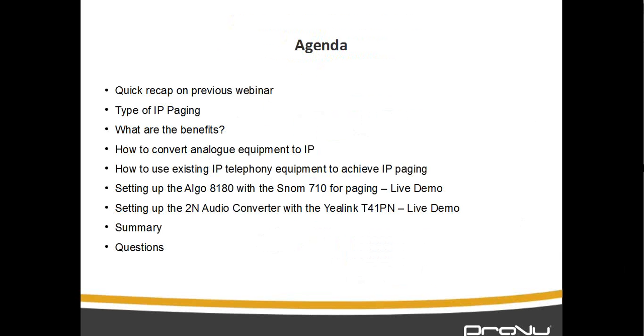So before we go forward, just to confirm what we will be discussing today, we will have a quick recap on our previous webinar. I think it's important to understand what we discussed previously, just to give you guys an idea. After the quick recap, we will talk about types of IP paging, what the benefits are, and then we will give you a quick overview of how you can convert existing analog equipment to IP using over range, and then obviously I will also show you how you can achieve or add IP paging, or specifically multicast IP paging, to an existing IP infrastructure, and I'll explain that with some diagrams.